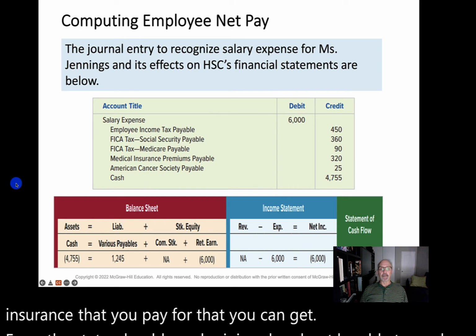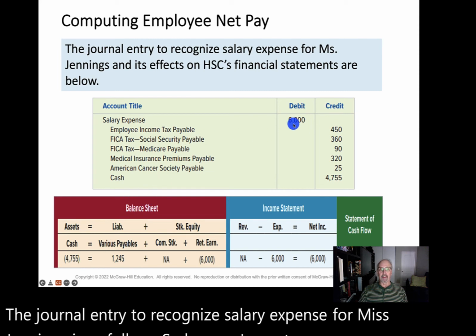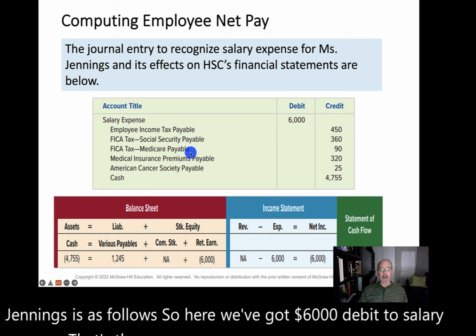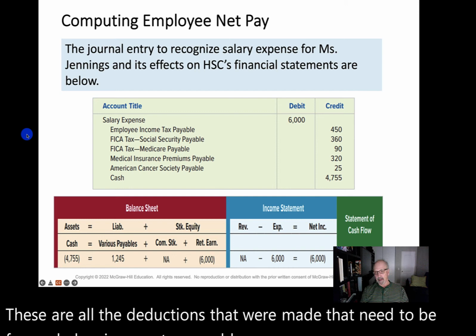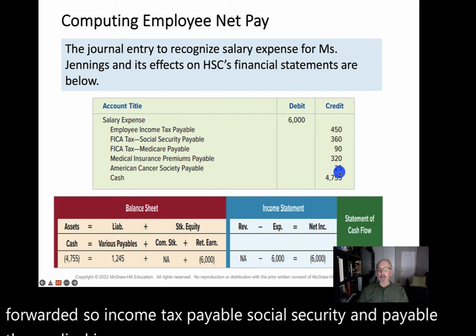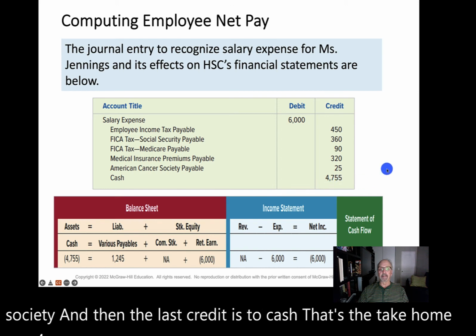The journal entry to recognize salary expense for Ms. Jennings is as follows. So here we've got $6,000 debit to salary expense. That's the gross. Then we have all these payables, right? These are all the deductions that were made that need to be forwarded. So income tax payable, Social Security and Medicare payable, the medical insurance premiums, American Cancer Society, and then the last credit is to cash. That's the take-home pay, $4,755.